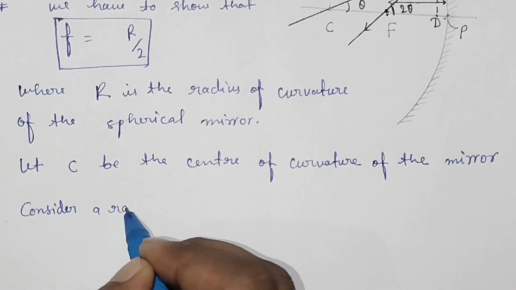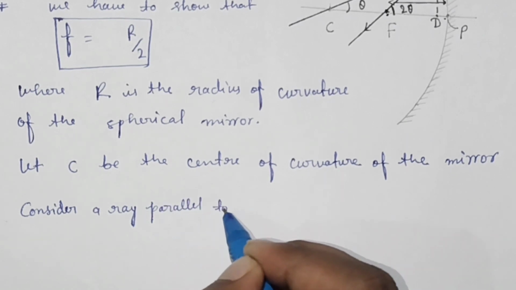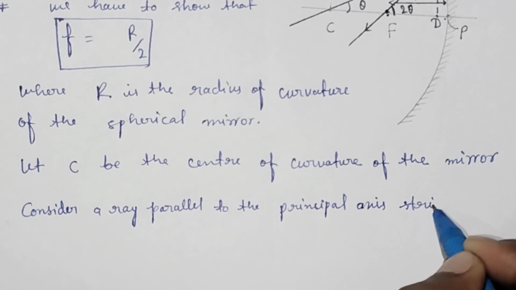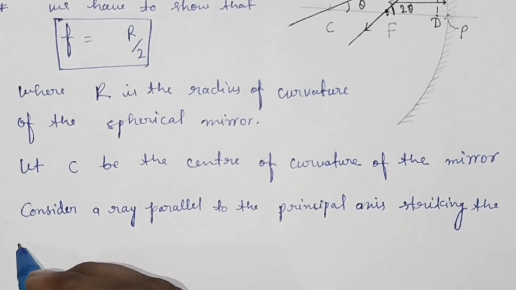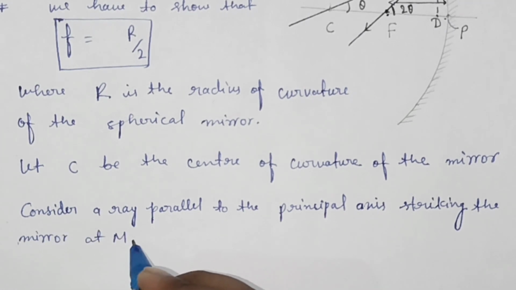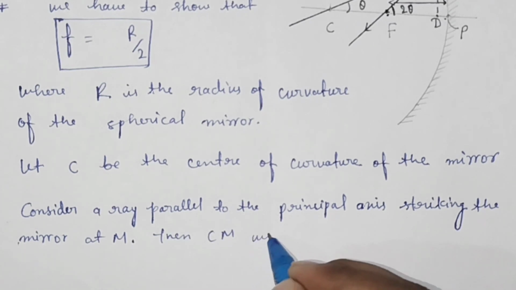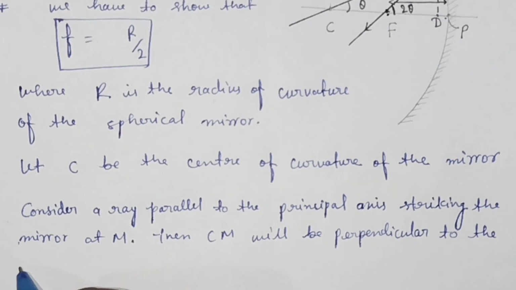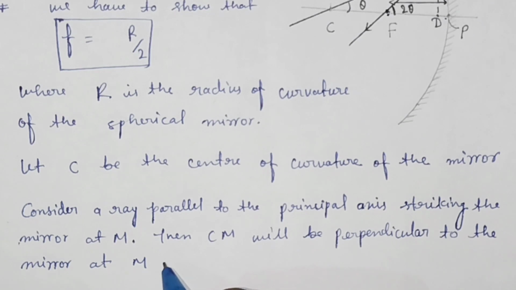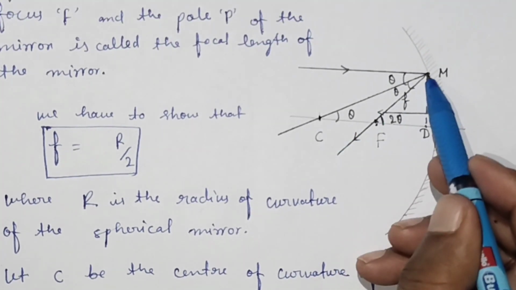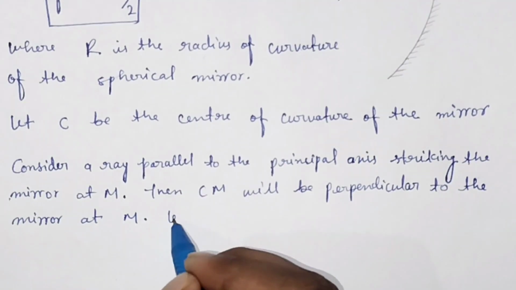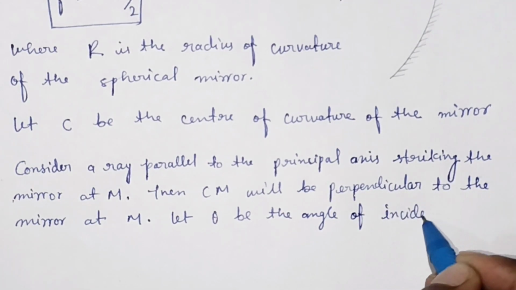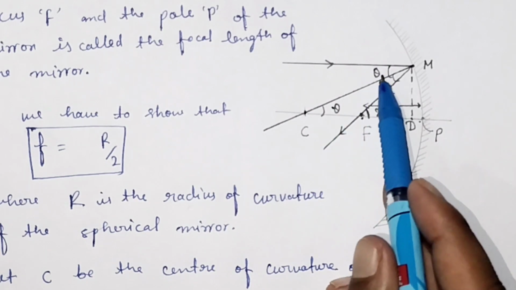Consider a ray parallel to the principal axis striking the mirror at M, then CM will be perpendicular to the mirror at M. Yes, you can see this CM will be perpendicular to this mirror. Let theta be the angle of incidence.